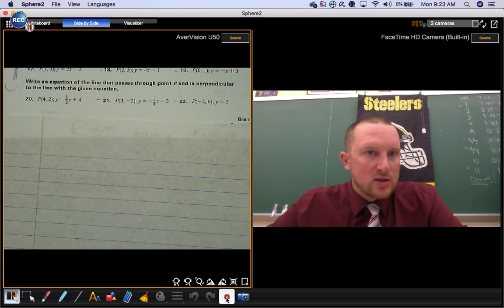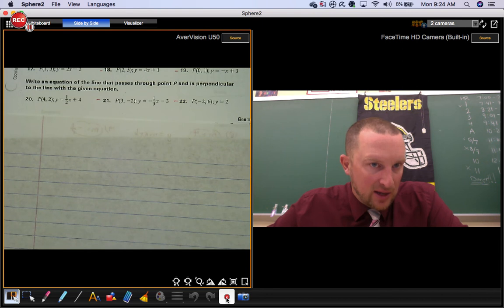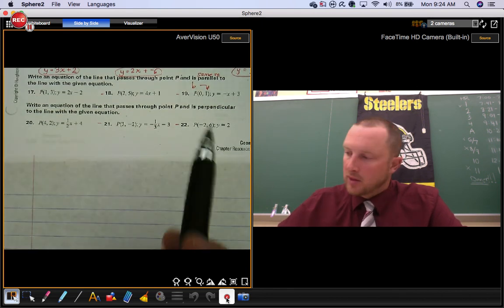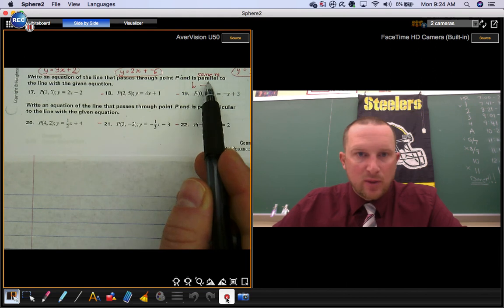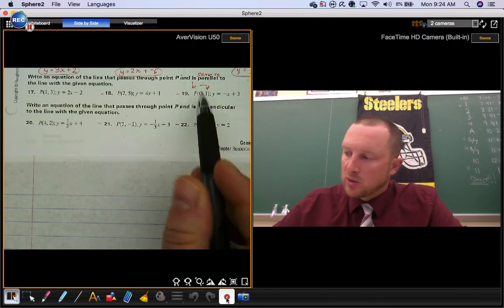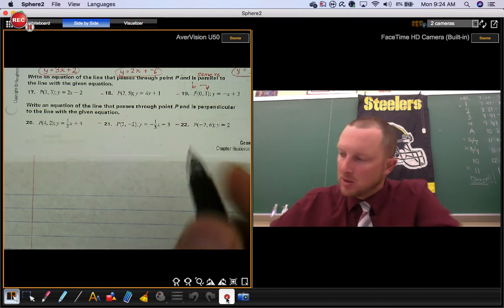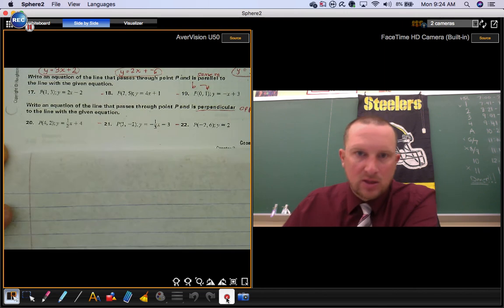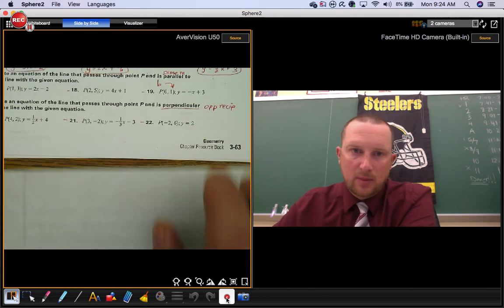You're going to write an equation of a line that passes through the point P and is perpendicular to the line with the given equation. So it's just like the previous one with one change. Instead of parallel, we're going to say perpendicular, so we're not going to keep the slopes the same. Now the slopes need to be opposite reciprocals because it says perpendicular.